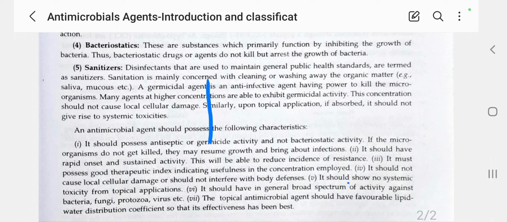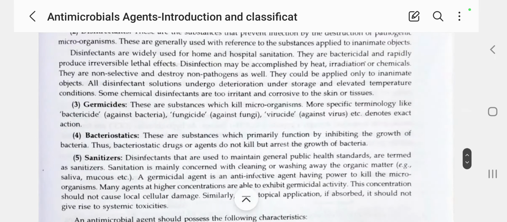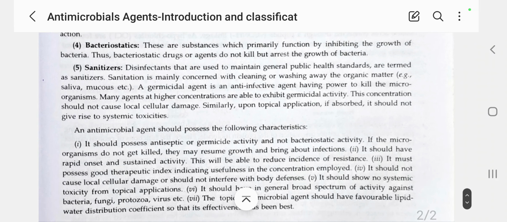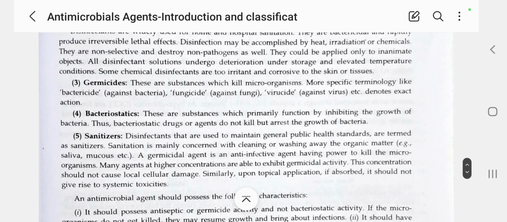So far we have discussed what antimicrobial agents are and their classification. From the next class we'll see the mechanism of action of antimicrobial agents. Thank you.